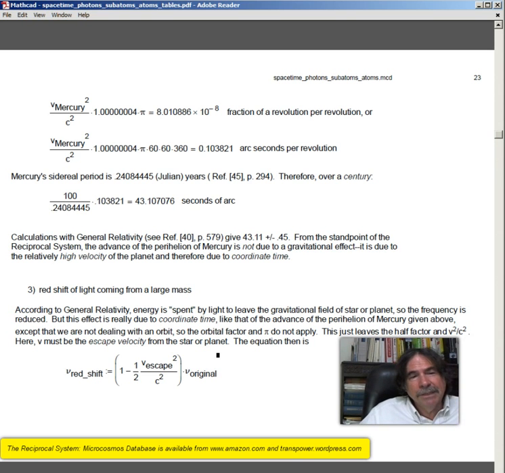From the standpoint of the reciprocal system, the advance of the perihelion of Mercury is not due to a gravitational effect, it is due to the relatively high velocity of the planet, and therefore due to coordinate time.